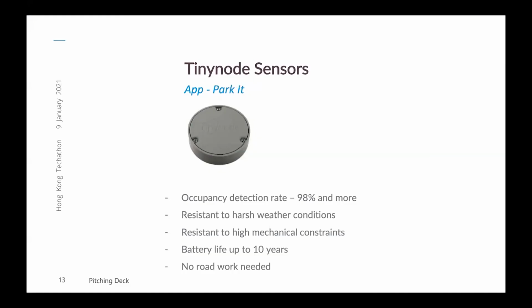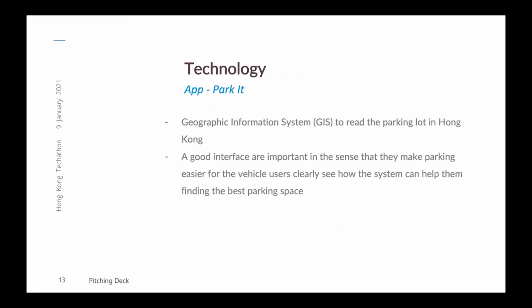The first technology we use is the tiny node sensors, used in the parking space. The occupancy detection rate is nearly 98% or more, and it is resistant to harsh weather conditions and high mechanical constraint. It can detect whether the space is occupied by a car or not. The second technology we want to use is the GIS system, so as to map all the parking lots in Hong Kong.